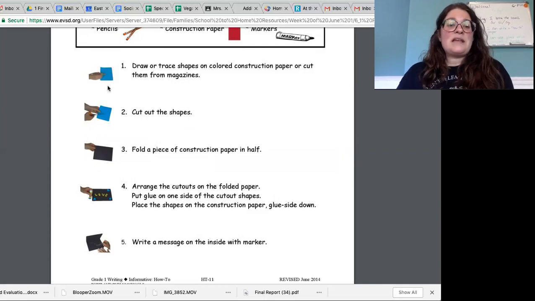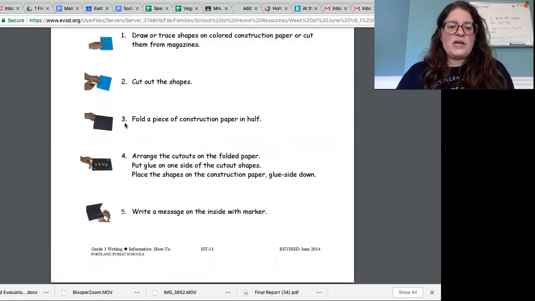If you look at this example, I'll read a couple of them so you get the idea. 1, draw or trace shapes on colored construction paper or cut them from magazines. 2, cut out the shapes. It's really simple. It's just giving people directions of how to do something. 3, fold a piece of construction paper in half. 4, arrange the cutouts on the folded paper. Put glue on one side of the cutout shapes. Place the shapes on the construction paper, glue side down. You'll notice some of the steps just have one little sentence.